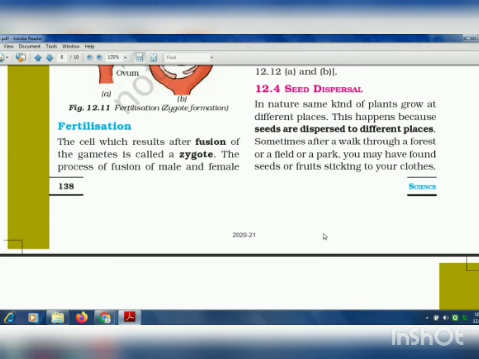So in nature, you can see the same kind of plants at different places. This happens because the seed of that plant has somehow got transferred to different places. Okay, so how do these get transferred from one place to another? How is a seed getting transferred from one place to another?